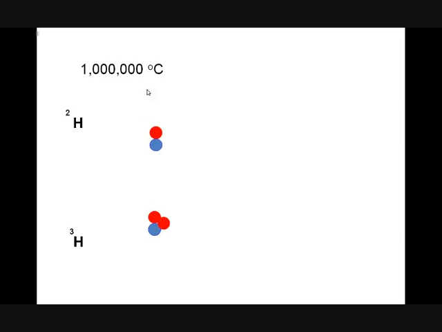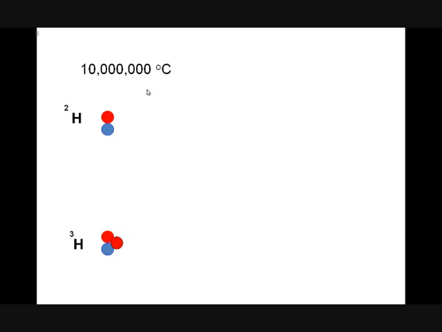Let's see if we can get them to fuse, and from the model they don't quite really get close enough. The idea being here, you've got to remember, is that both of these nuclei are positive. So because they are both positive, they repel each other. So at 1,000,000 degrees C, they're just not moving fast enough to get close enough to fuse together. So we'd have to up the temperature.